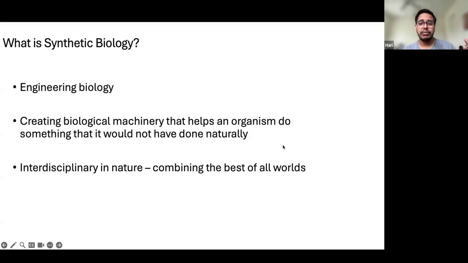And since synthetic biology involves a lot of engineering, it has attracted researchers from different disciplines to use their principles in designing different synthetic systems. And as a collective effort, it has combined the best of all the disciplines have to offer.